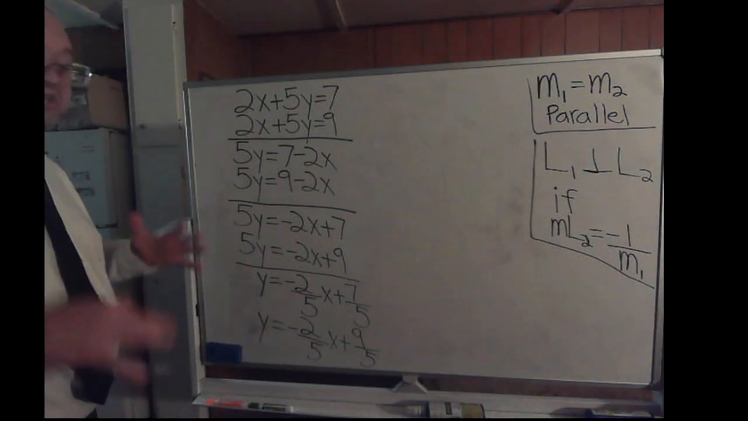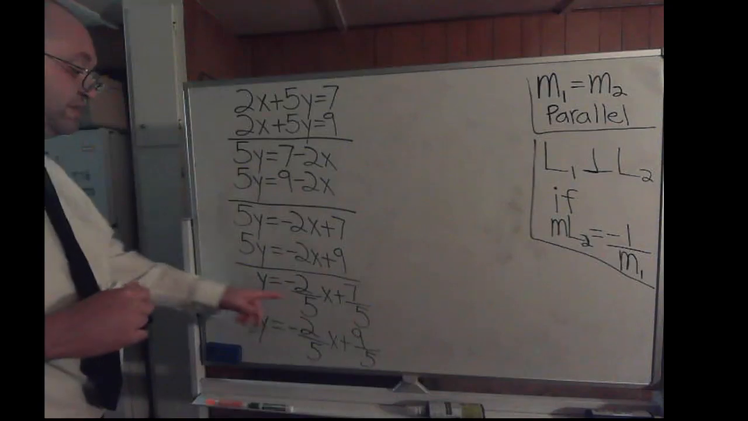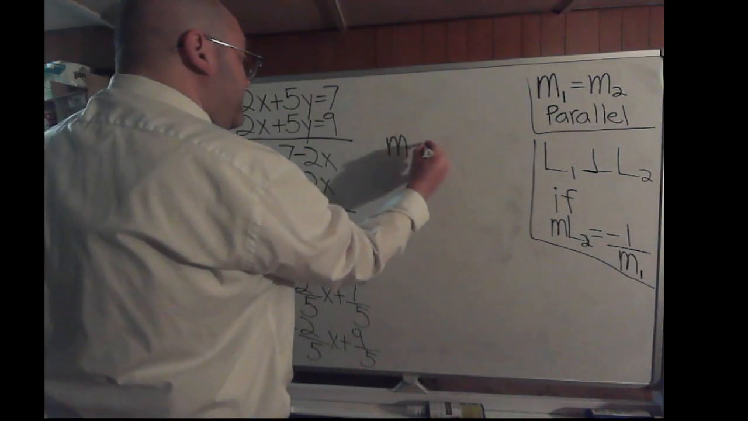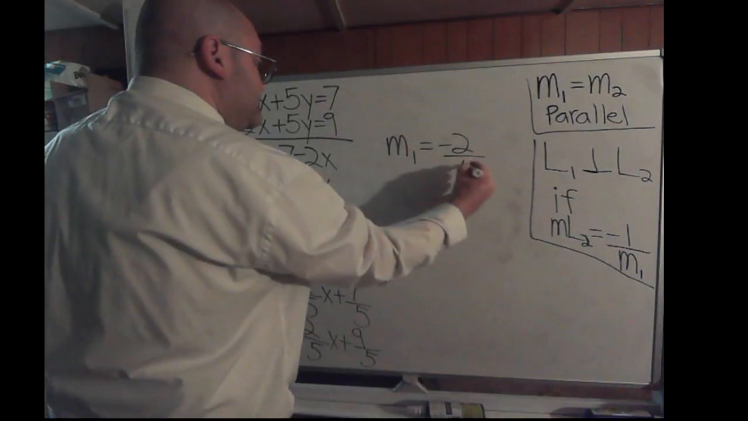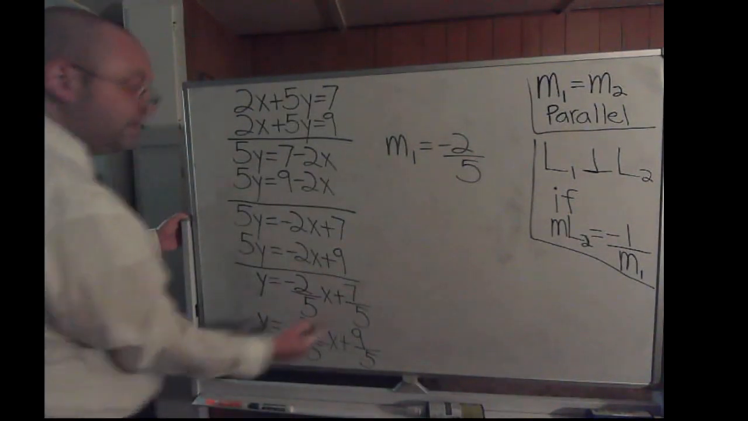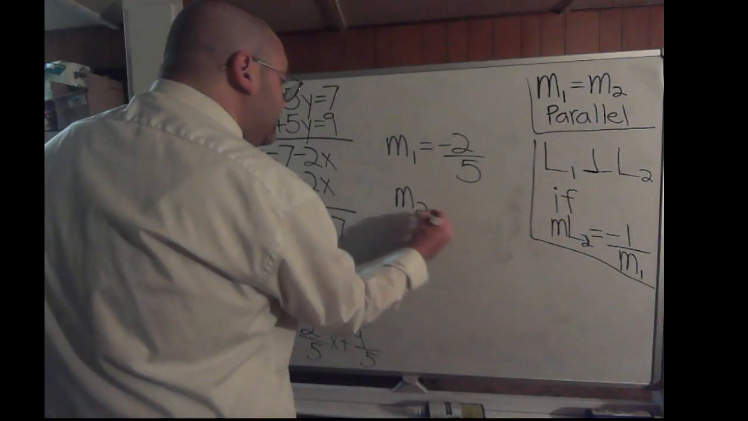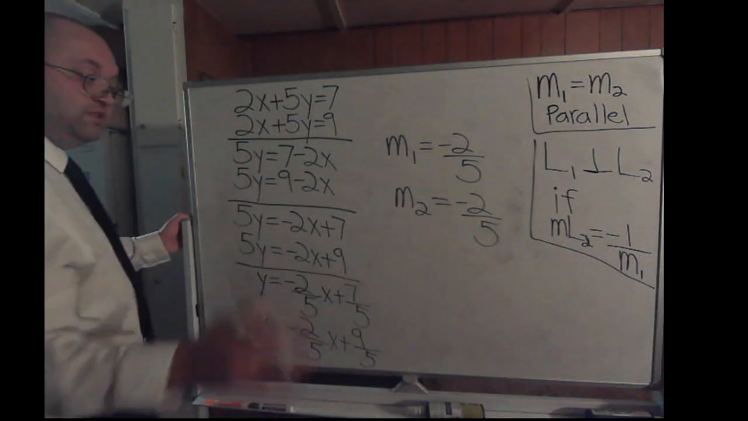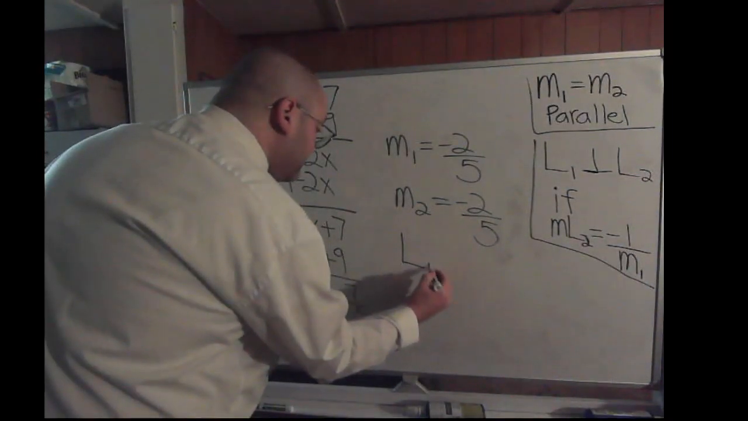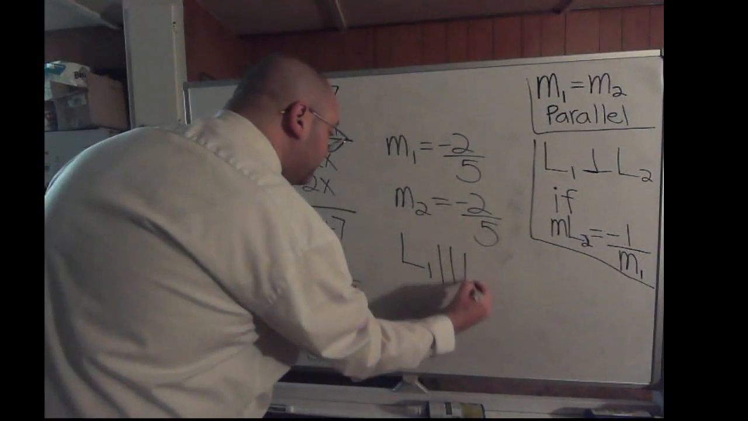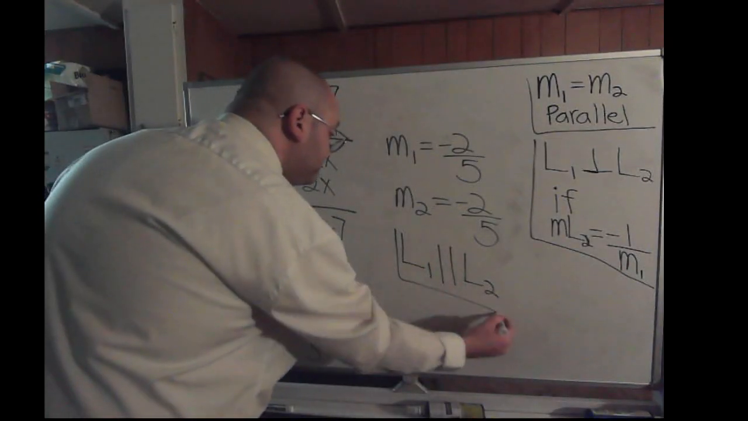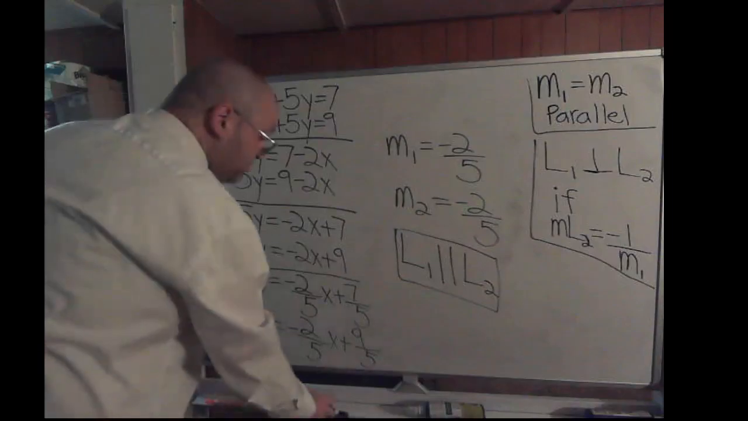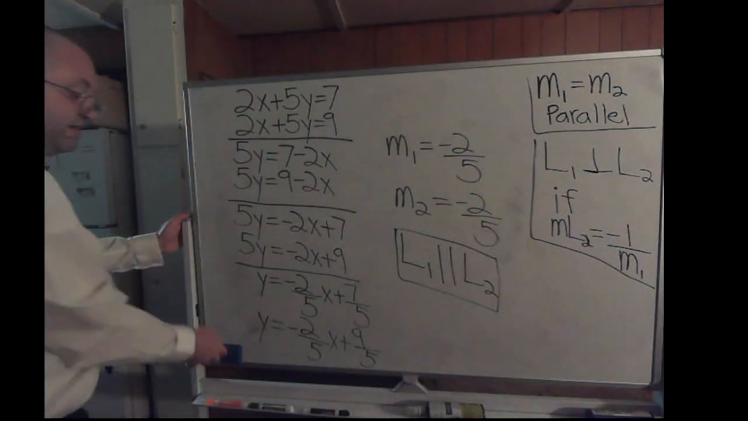Well, since we have them both in slope-intercept form, let's deal with the slope of each line. The slope of the first line is, in fact, negative 2/5. The slope of the second line is also negative 2/5. Since they have the same slope, it is safe to say that line 1, therefore, is parallel to line 2. So line 1 is parallel to line 2, as a result of them both having the same slope.